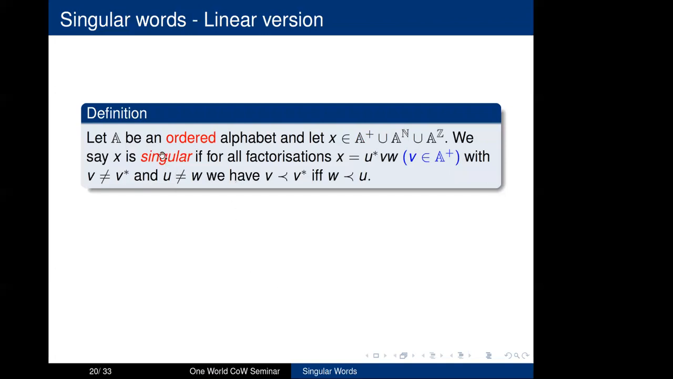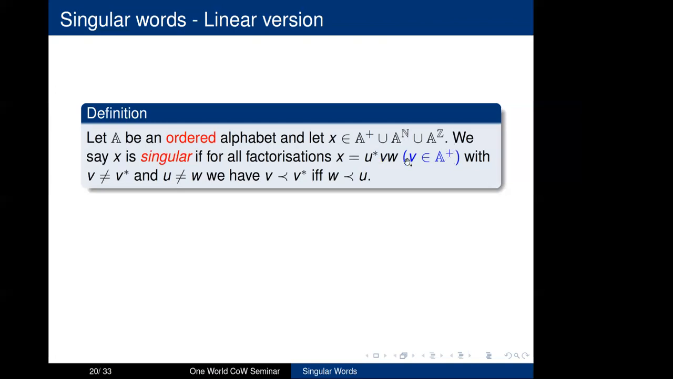So A is an ordered alphabet. X could be a finite word, one-sided infinite word, or two-sided infinite word. We say X is singular if for all factorizations X equals U* V W, the only thing that we insist is that V is finite, and U and W are what they have to be. If X is finite, then U and W are both finite. If X is one-sided infinite, U will be finite, W will be one-sided infinite, etc. They are what they are.